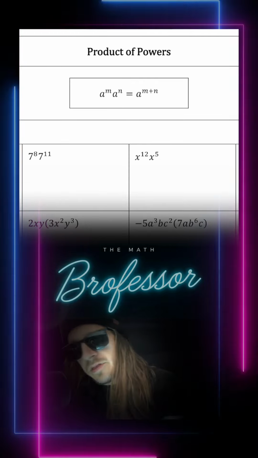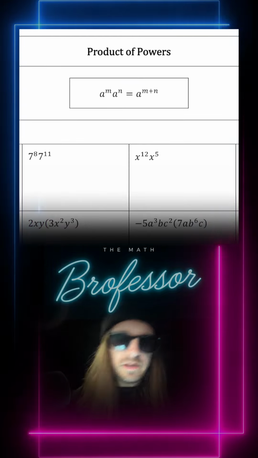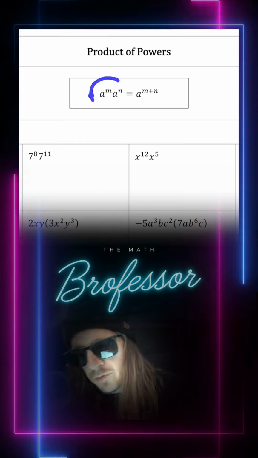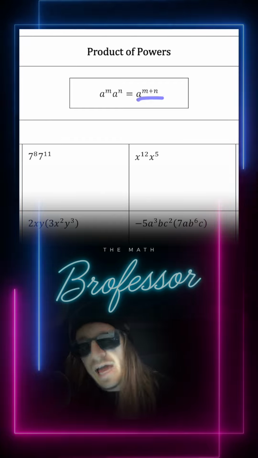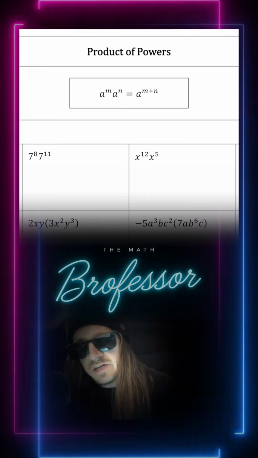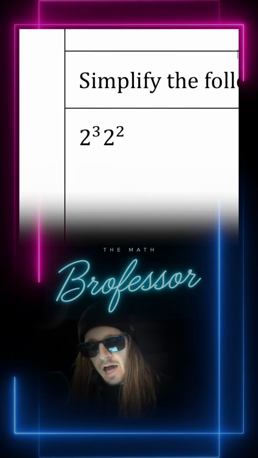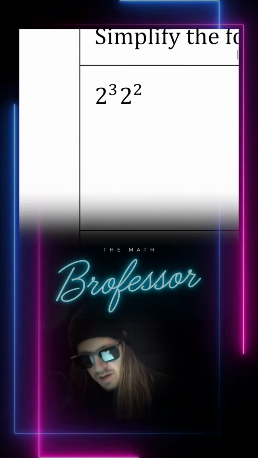Here we have the product of powers property of exponents, which says that if you're multiplying two exponential expressions or more with the same base, you can just add the exponents. So what does this look like? Here we go. How do we simplify 2 to the third power times 2 squared?